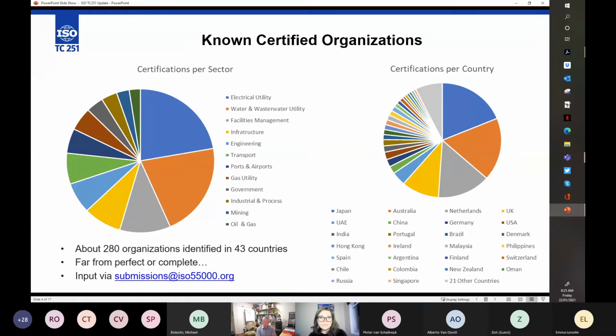And then certifications by country on the other side. I'm pleased to say that Australia is leading the way on that one, closely followed by Japan. So there's a neat competition between Australia and Japan in that area. And then the Netherlands is also a very keen follower in there. So you can see on the right-hand side.